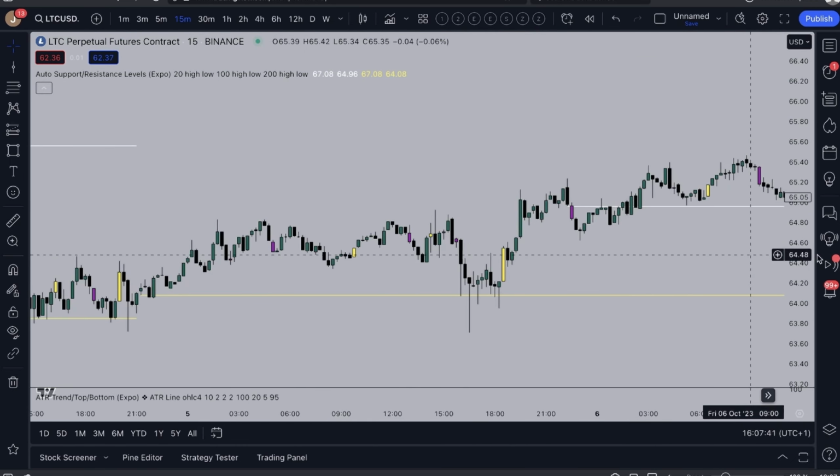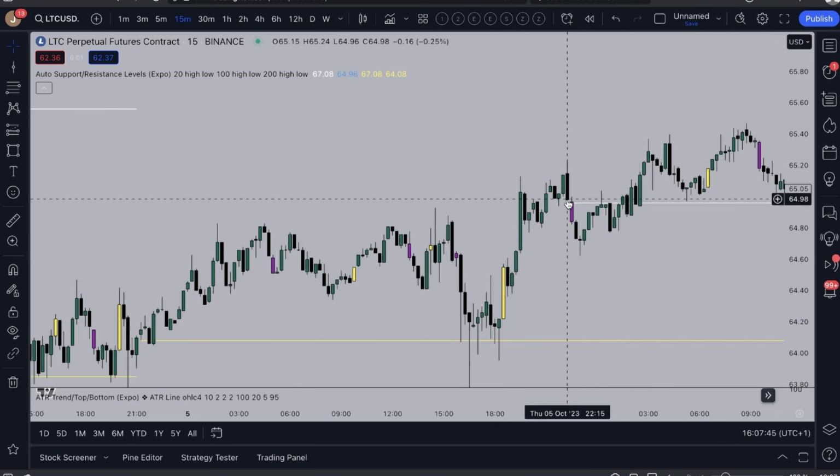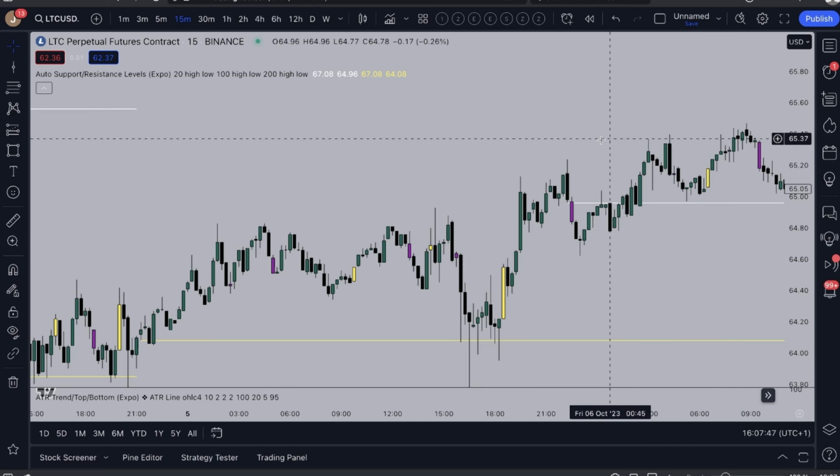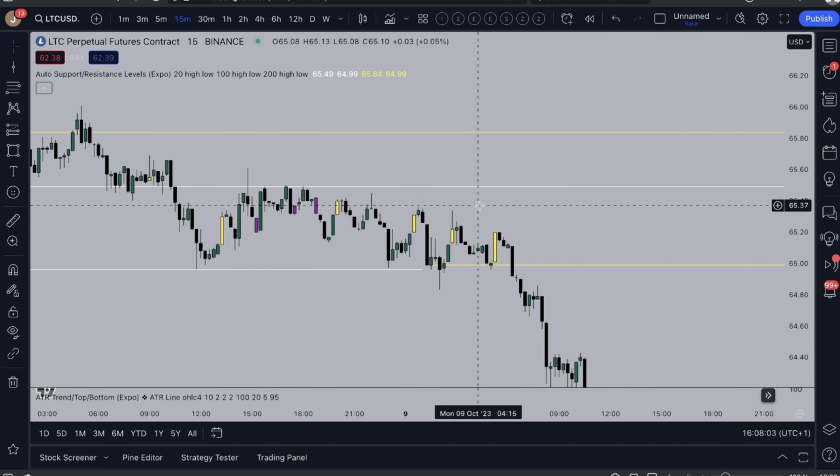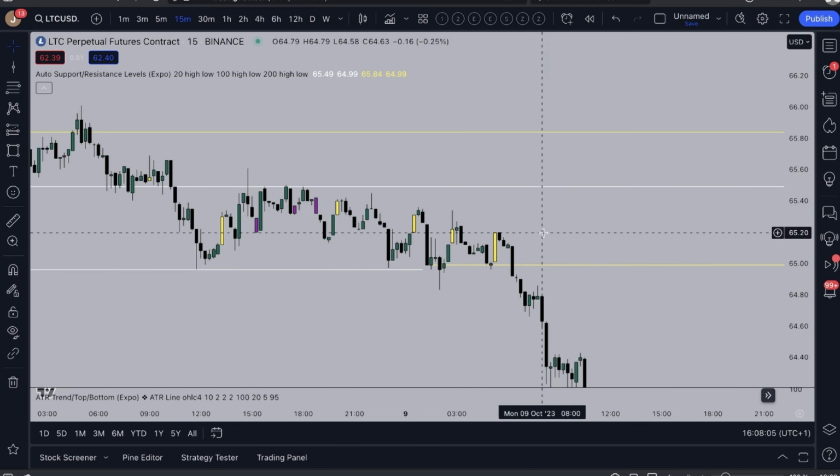But this still gives some false signals. For example, we have to take a short position in this signal but price went up. We have to take a long position here but price came down. So how do we further filter out the false signals? We enable the third indicator.